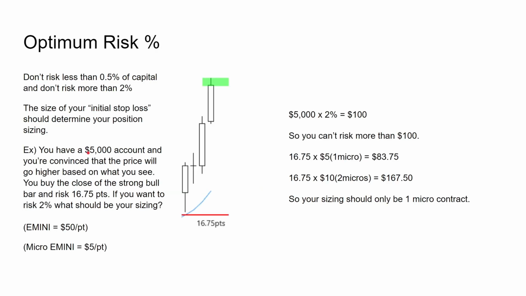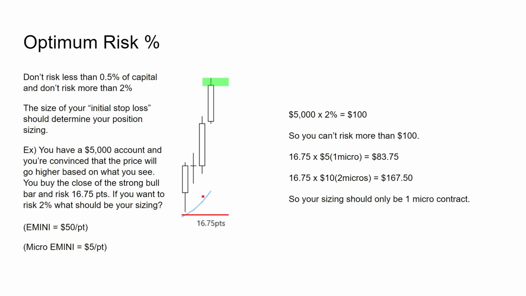Before I go into the different ways, I kind of wanted to quickly talk over optimum risk. You should never be risking less than 0.5%, and you should never be risking more than 2% of your capital. So whenever you enter into a position, wherever your initial stop loss is, that should determine your position sizing.